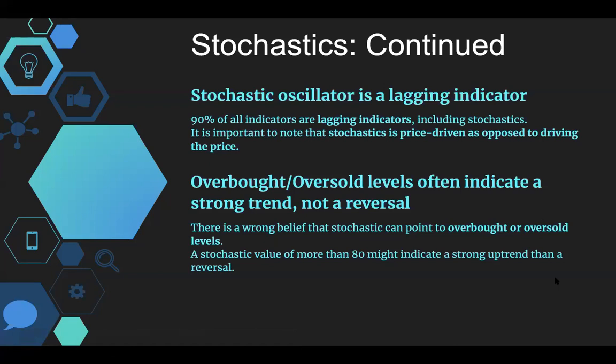Overbought, oversold levels often indicate a strong trend and not a reversal. There is a wrong belief that stochastics can point to overbought or oversold levels. A stochastic value of more than 80 might indicate a strong uptrend and then a reversal.